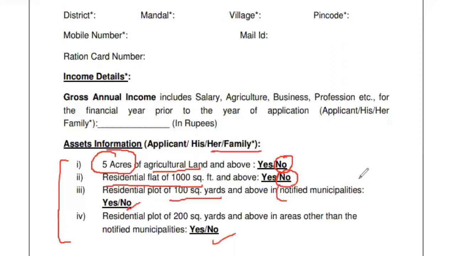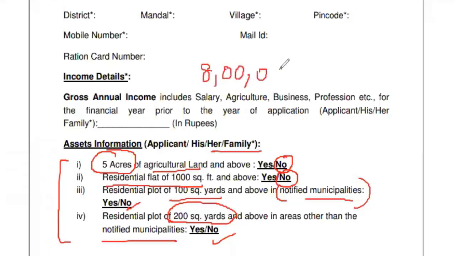Notified municipality, non-notified, meaning notified in the sense that it comes under the municipal corporation, and if it is not notified, then the limit is 200 square yards. So you have to just be clear about whether your area comes under notified municipality or does not come under notified municipality. So this is the criteria, and if it is no for all these categories, then you have to go and check with the 8 lakh barrier.